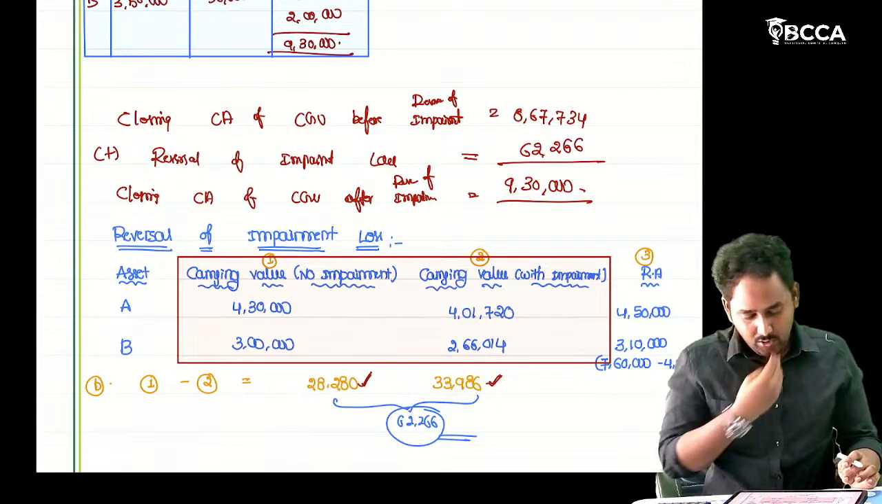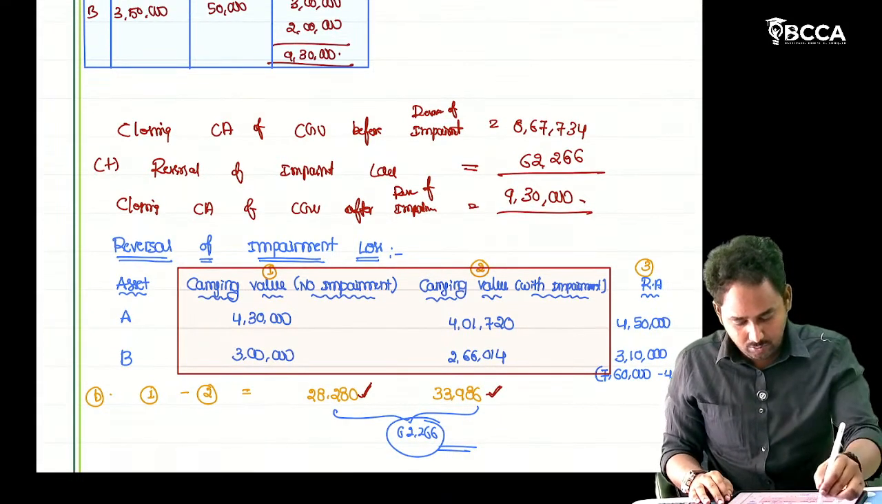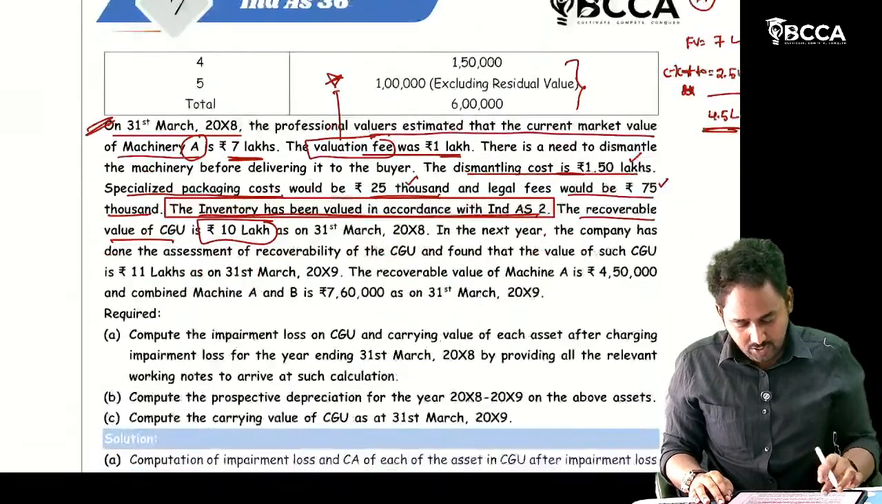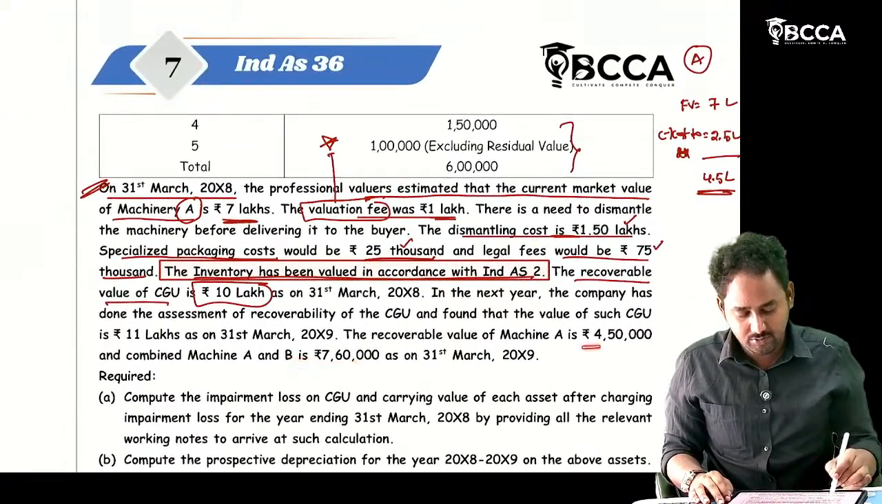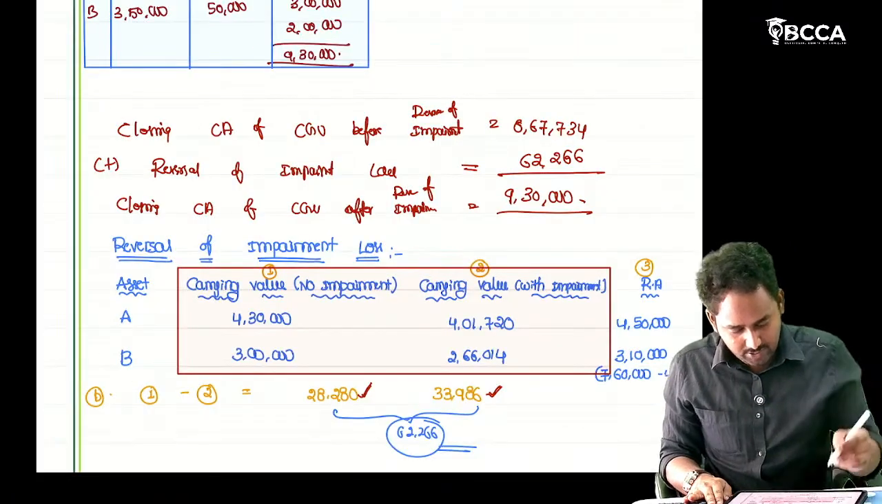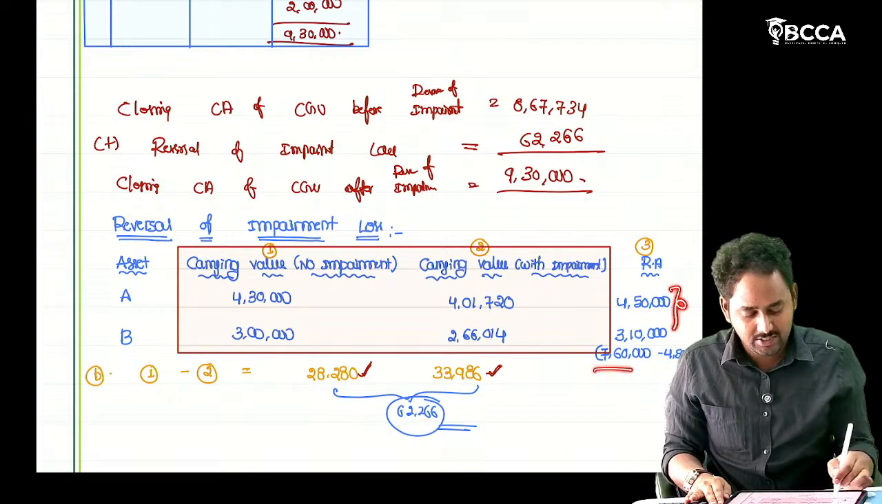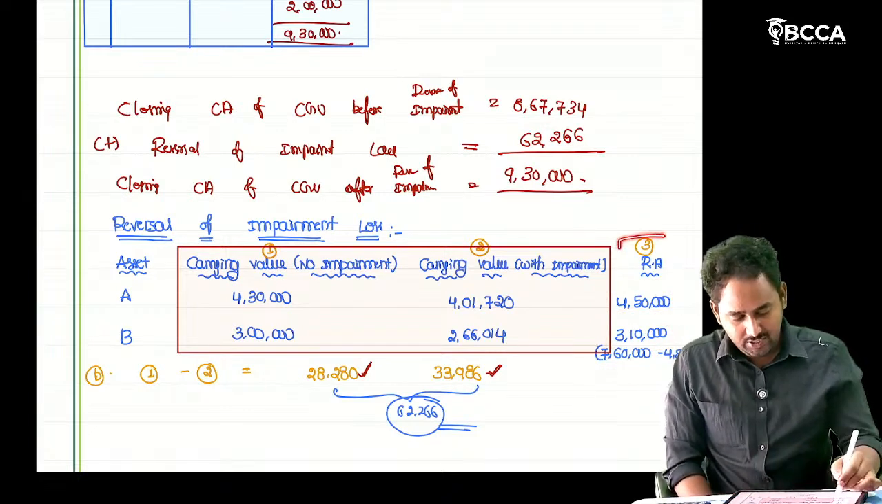After that, what is the thing they have given in the question? What is the recoverable amount of A and B? 7 lakh 60. What is the recoverable amount of machinery A? 4 lakh 50. So what is the recoverable amount of machinery B in this case? 3 lakh 10. Because the total is 7 lakh 60. For A it has given 4 lakh 50, then B it is 3 lakh 10. So these are the recoverable amounts.